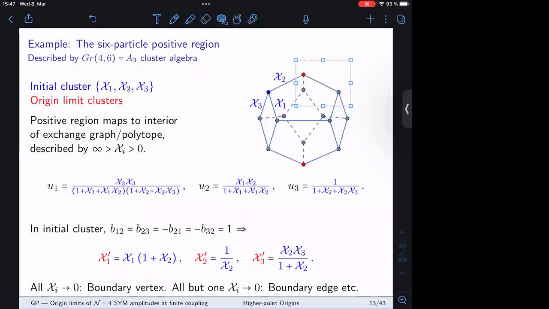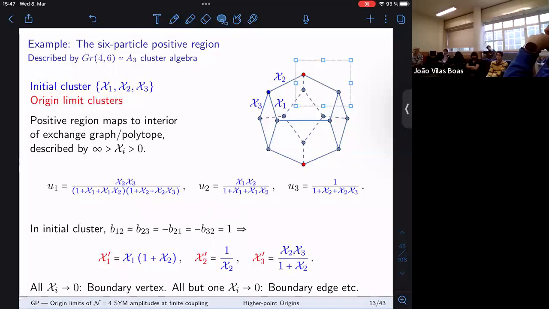More questions? Is it trivial to see that this positive region actually is the interior of the exchange graph? I couldn't follow it. I guess I understood how to build this graph, but not where the positivity region, the interior, comes from.